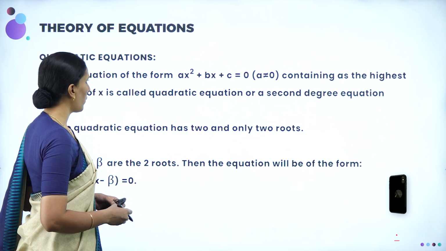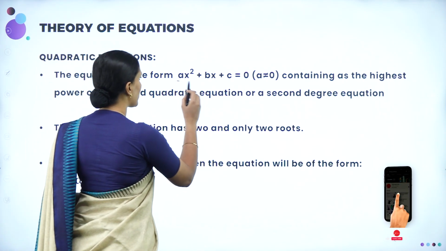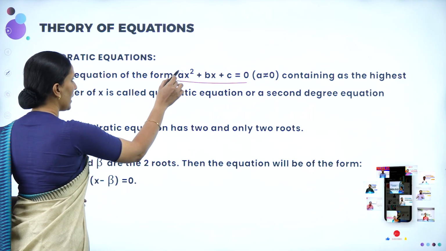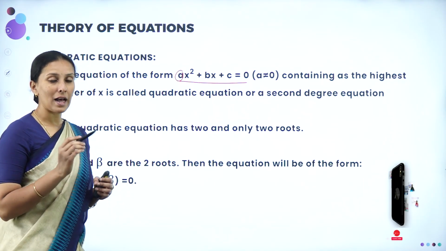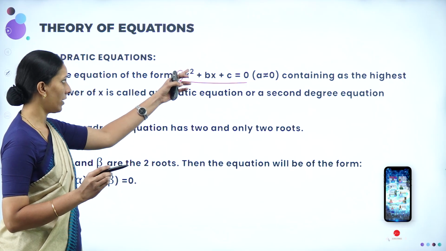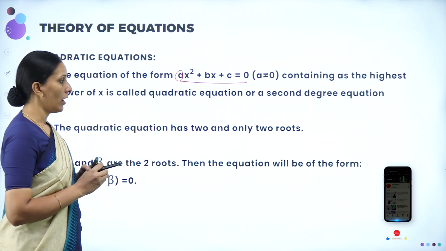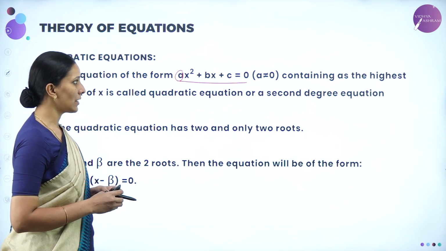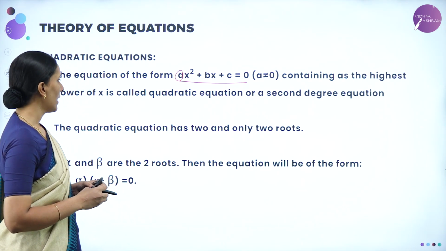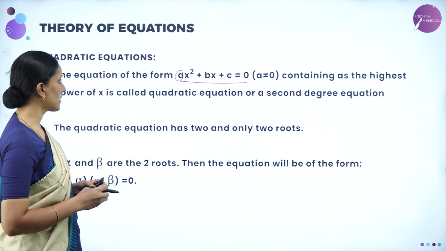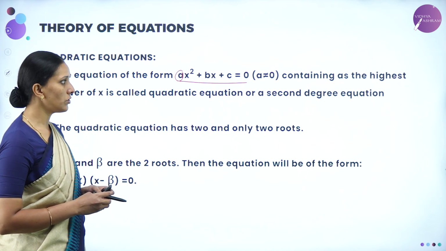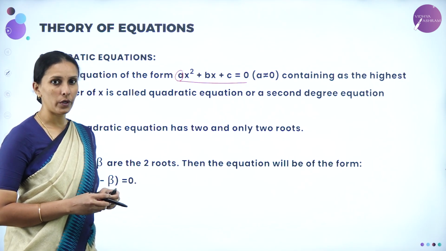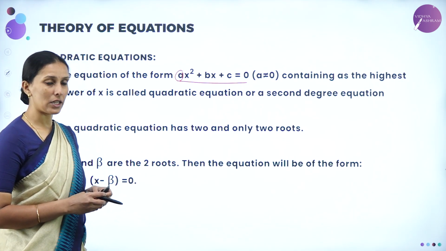Here in this session, we are going to study another type of equation, the quadratic equation. A quadratic equation will be in the form of ax square plus bx plus c is equal to 0. Observe here, a cannot be equal to 0 because the highest degree of the variable in a quadratic equation must be 2. So, equations of the form ax square plus bx plus c is equal to 0, containing x square as the highest power, are called quadratic equations or second degree equations. Since the degree of this equation is 2, it is also called a second degree equation.